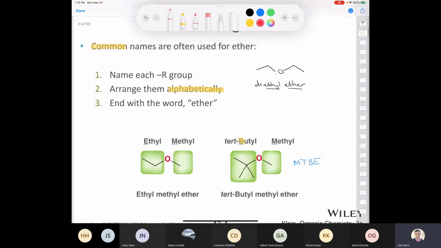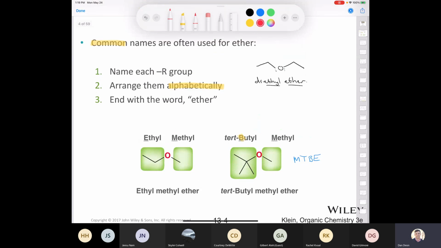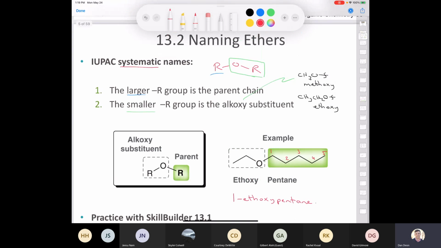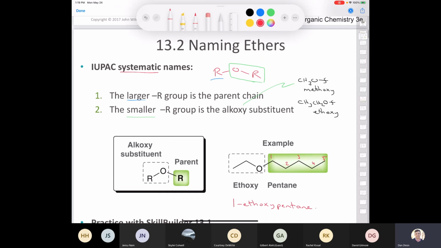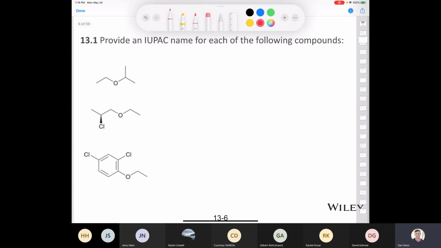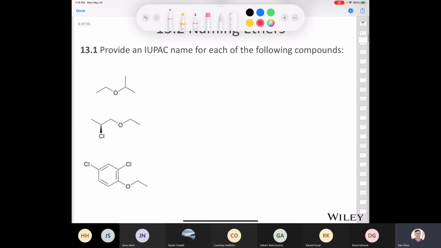Okay, so again, those are the two methods that we have for naming ethers. We can either go with the common name, which we use for ethers where they have really simple alkyl groups that you would know already. And when you have ethers that are more complex, for those you're going to use systematic names. With that in mind, let's take a look at a problem here. And it asks us to provide an IUPAC name for each of the following. So what it's asking really is it wants a systematic name for all of them.